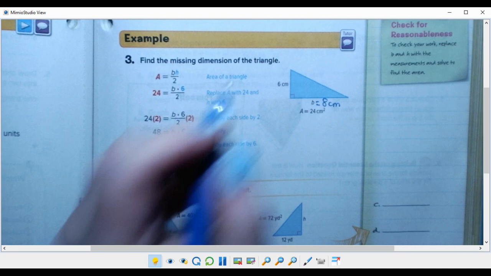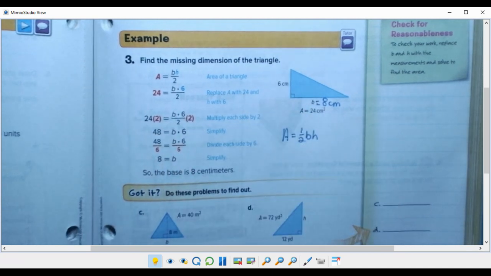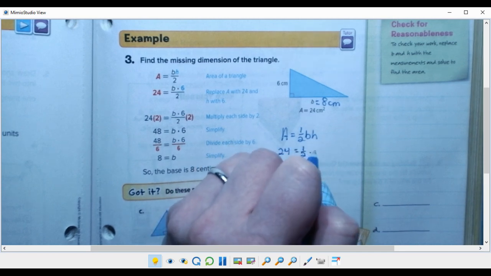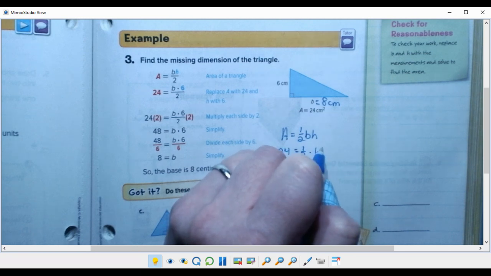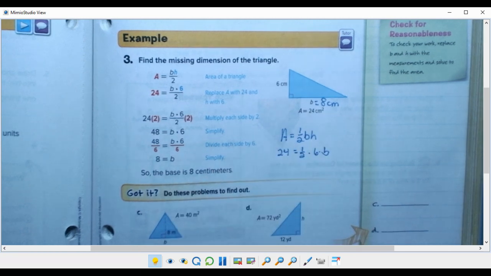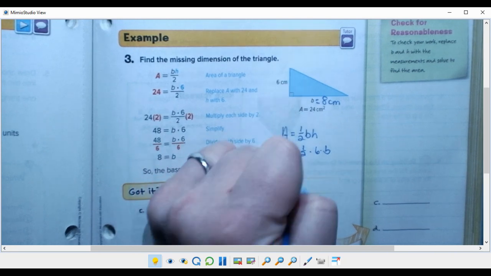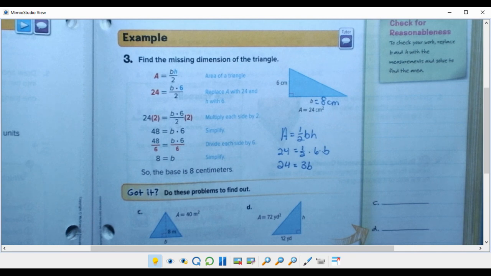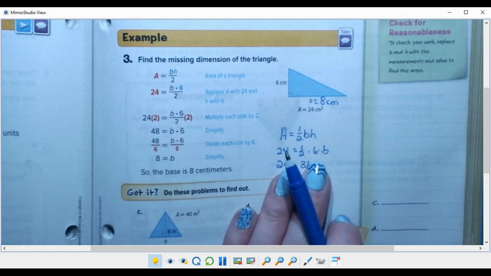Okay. One of the other ways that you could do this, if you like the 1/2 times base times height formula, is do your 24 equals 1/2 times, I'm going to switch these around, the commutative property lets me do that, times 6 times B. I'm going to do this first, the 1/2 times 6. So I get 24 equals 3B. That might be a little bit easier for you than trying to undo. If this makes sense, go for it.